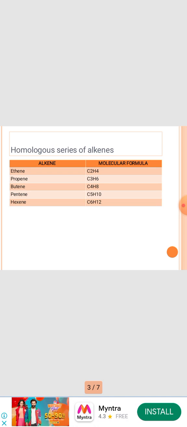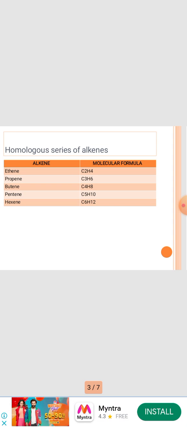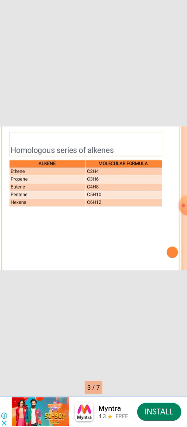As we all know, a double bond is present only between two carbon atoms, so the minimum number of carbon atoms for the formation of alkene is two carbon atoms. That's why the first member would be ethene, molecular formula C2H4, propene C3H6, butene C4H8, and so on.